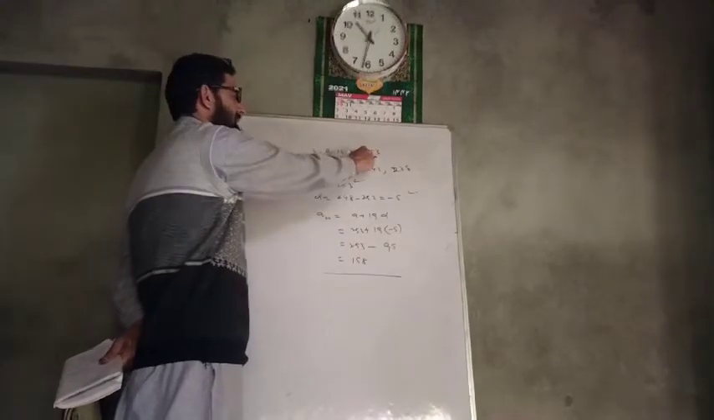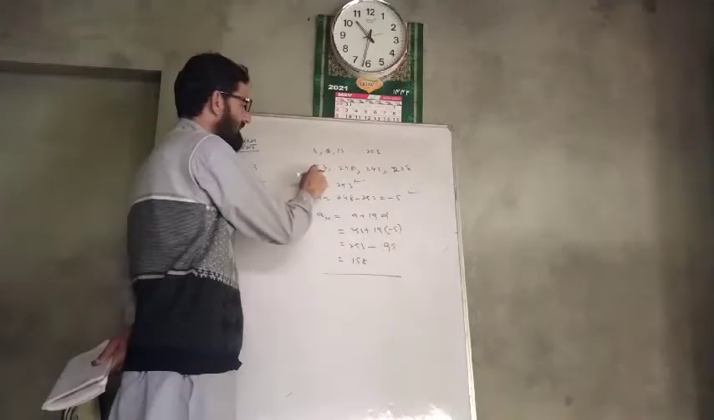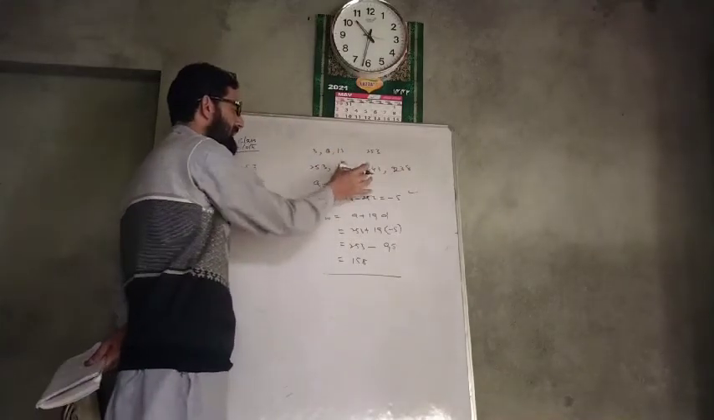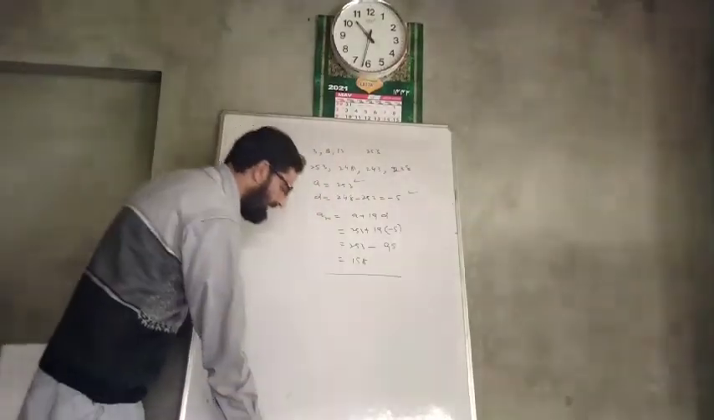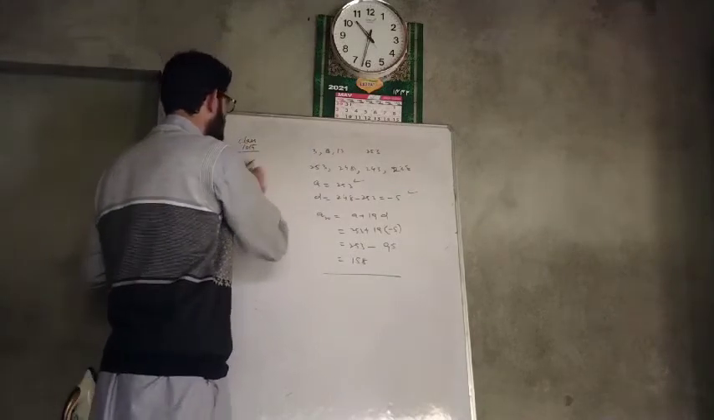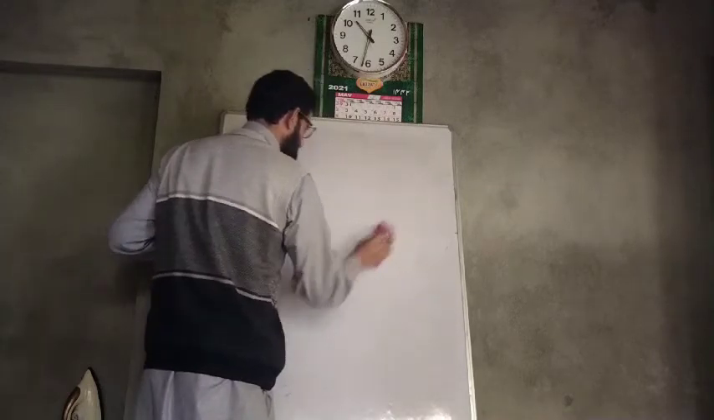We write first this 253, then the common difference is obviously 5. Then we will subtract 5. This will be 248, 243, and so on. This will be our AP. Now this is A, this is D, and this is how it goes. This 20th term. Now this was question number 16, and this is now question number 17.